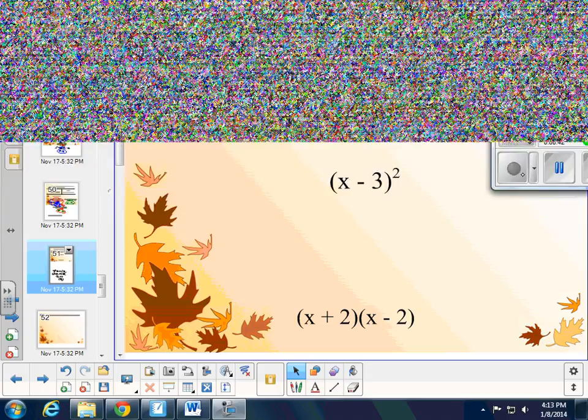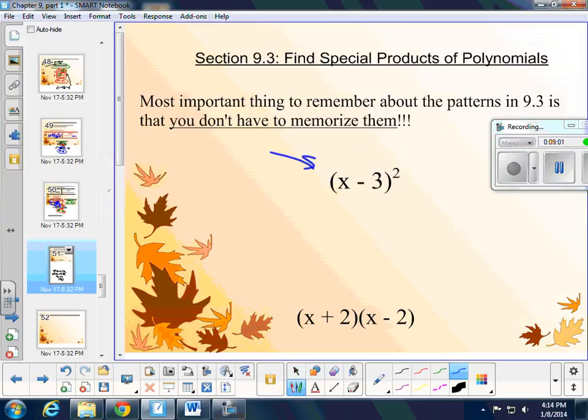Well, as long as, and this is why I said this in the first lesson, as long as you do remember that x minus 3 squared means x minus 3 times x minus 3, that will still be fine, because we can still get to the correct answer. I could use one of my methods. Let's say I use FOIL: x squared minus 3x minus another 3x plus 9, and you would still get the correct answer.